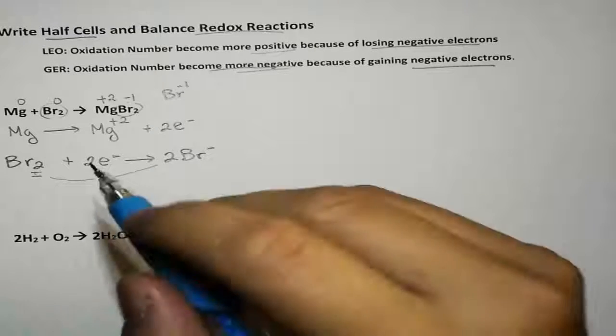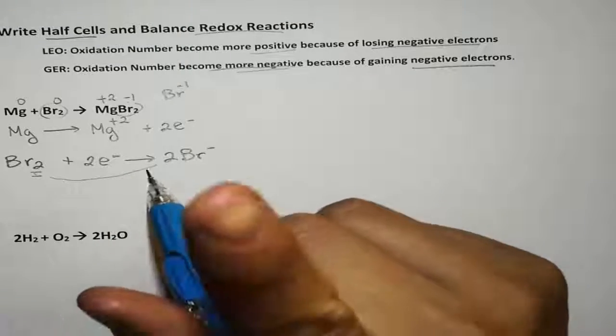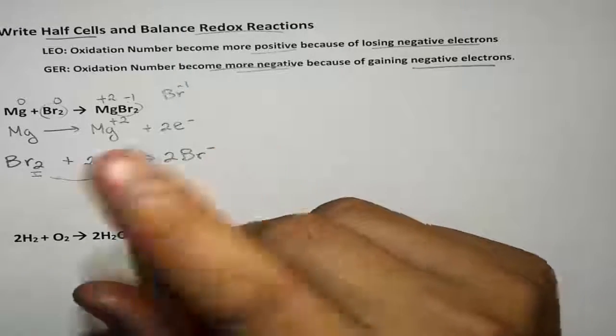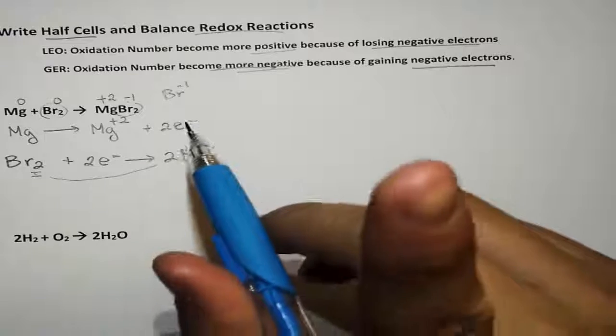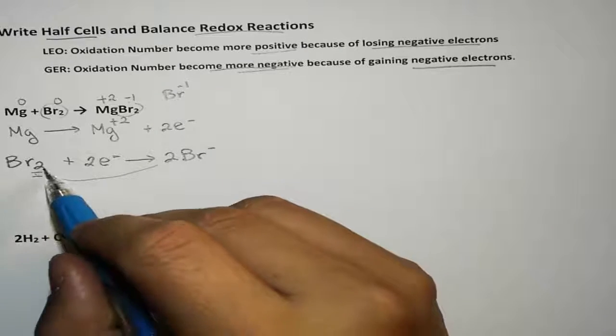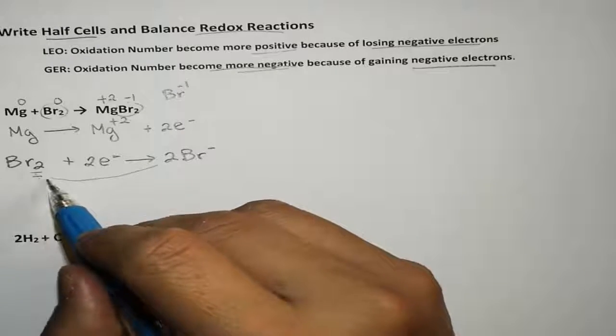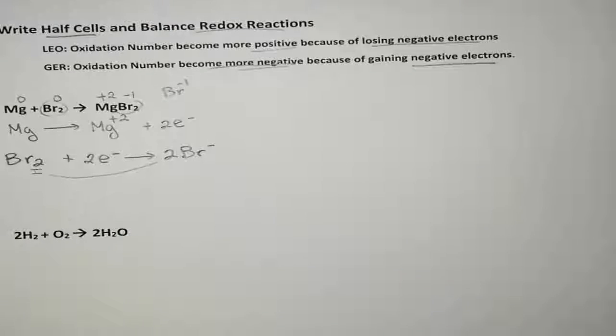So be careful, don't get tricked. Remember, always assign the oxidation number and rewrite it in terms of oxidation, but don't get tricked by the number 2 right there. Keep it consistent.